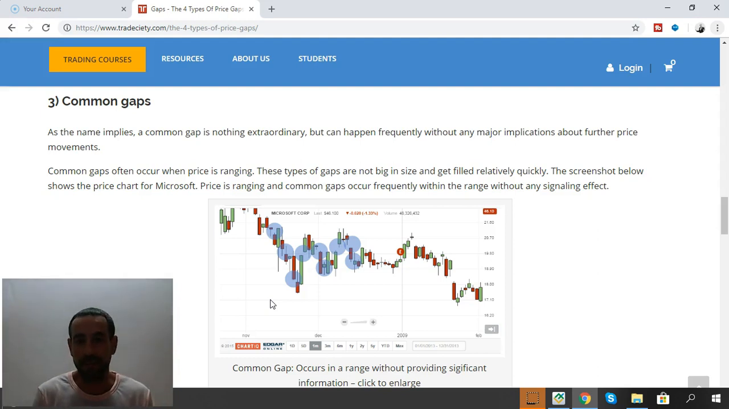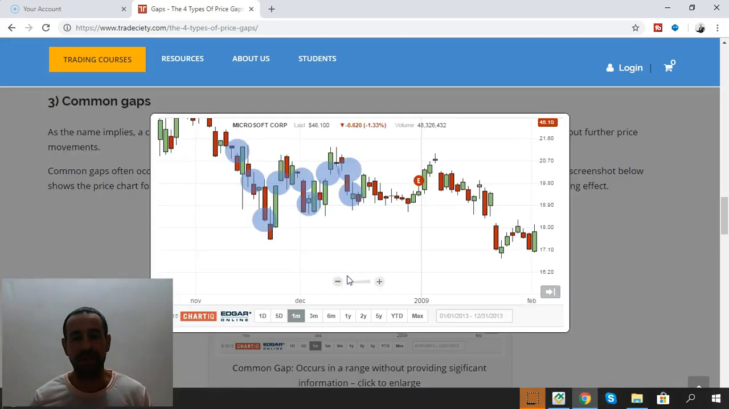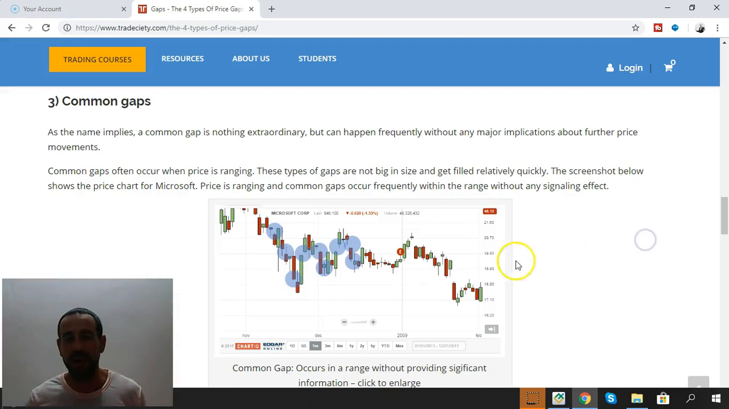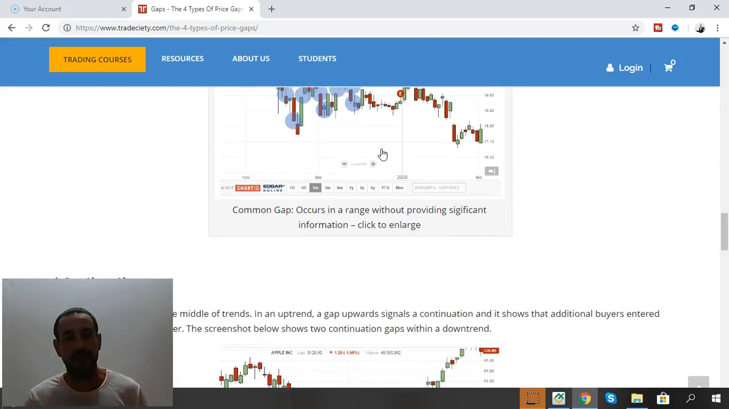This is the common gap. It just happens a lot. It's very common to see this one in the stock market. For example, you see here, this is Microsoft. You can see so many gaps. I've tried to study this particular gap, but I couldn't find any advantage, any edge that I could take advantage of. Really nothing here. So I'm completely ignoring this one, right?